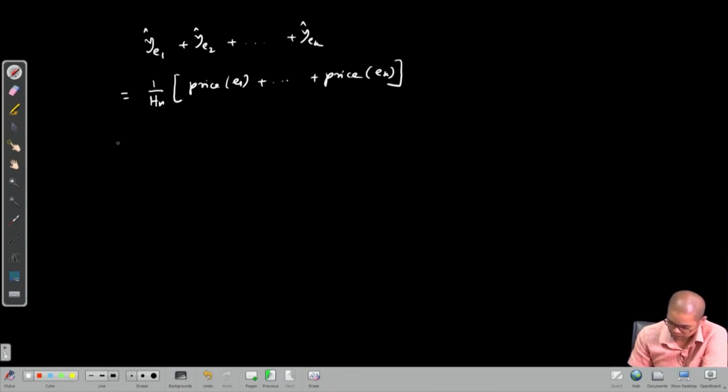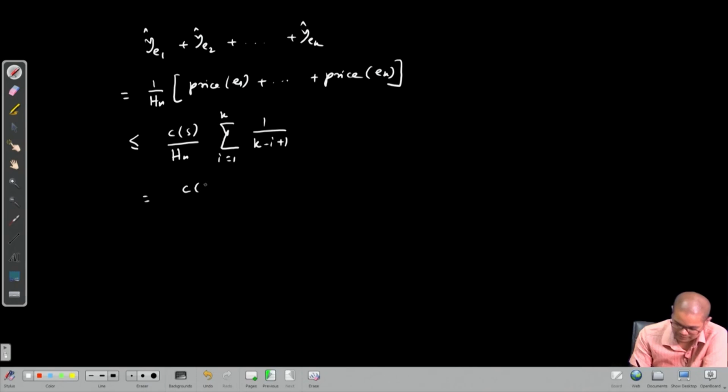Now, we have a bound that the price of Ei is less than or equal to Cs divided by k minus i plus 1. So, this is less than or equal to cost of S by Hn, summation of 1 by k minus i plus 1, i equal to 1 to k. So, this is Cs by Hn times Hk. Now, Hn is greater than or equal to Hk, because k is less than or equal to n. So this is less than or equal to Cs. So, this is a dual feasible solution.